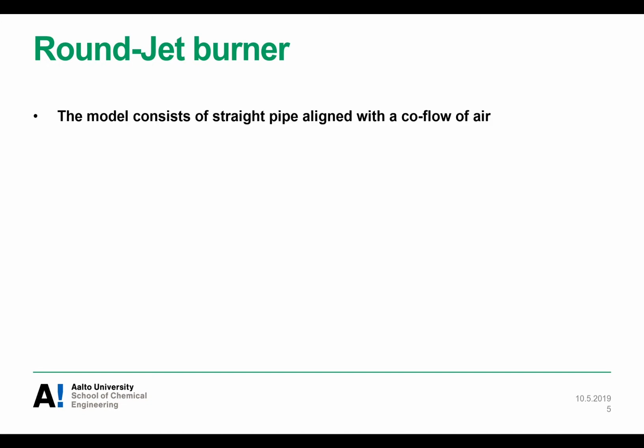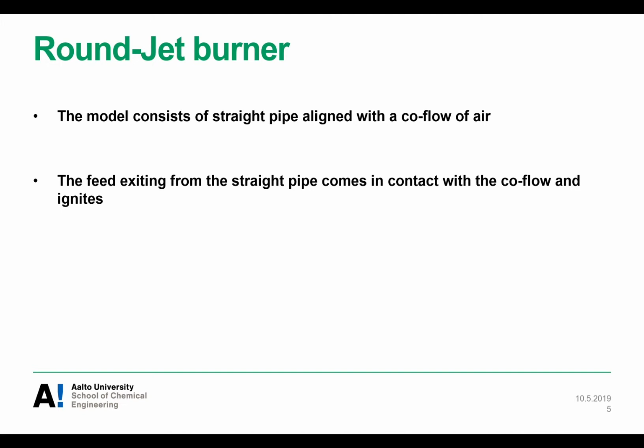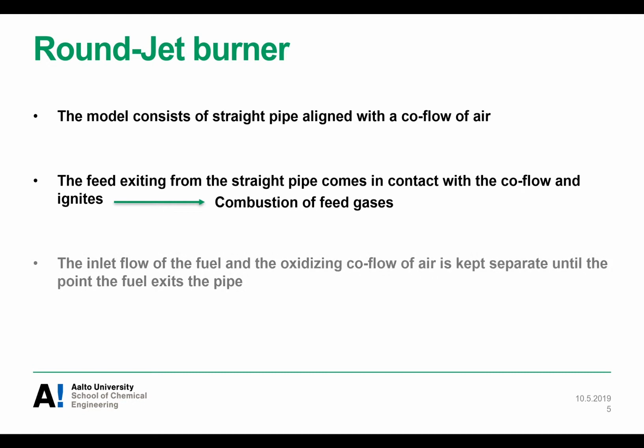Now, as we know what syngas is, let us see how we actually try to model this round jet burner. So this model consists of a straight pipe which is aligned with a co-flow of air, and the feed exiting from the straight pipe comes into contact with the co-flow air and ignites, which causes combustion of the feed gases. In this model, the inlet flow of the fuel and the oxidizing co-flow of air is kept separate until the point the fuel exits the pipe.